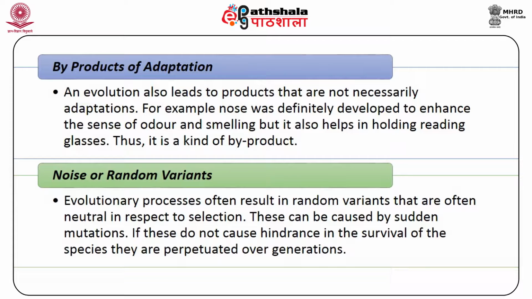Byproducts of adaptation and evolution also lead to products that are not necessarily adaptations. For example, the nose was definitely developed to enhance the sense of odor and smelling, but it also helps in holding reading glasses. Thus, it is a kind of byproduct. Noise or random variants. Evolutionary processes often result in random variants that are often neutral with respect to selection. These can be caused by sudden mutations. If these do not cause hindrance in the survival of the species, they are perpetuated over generations.